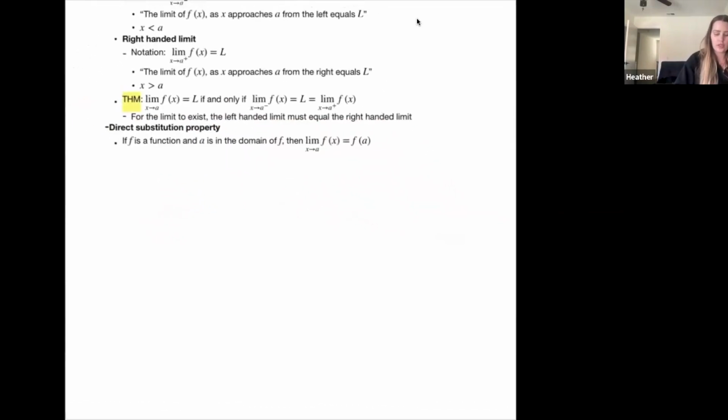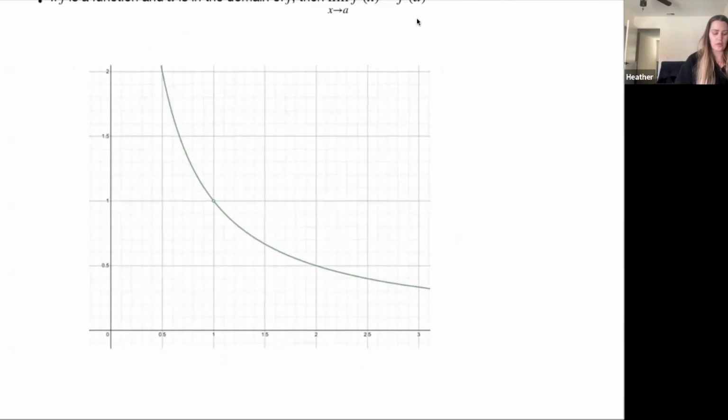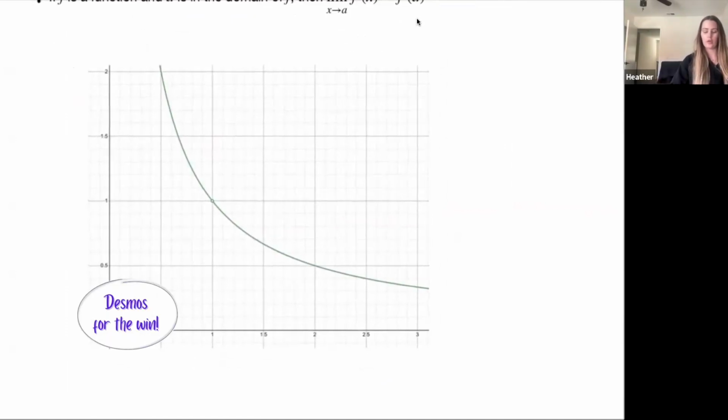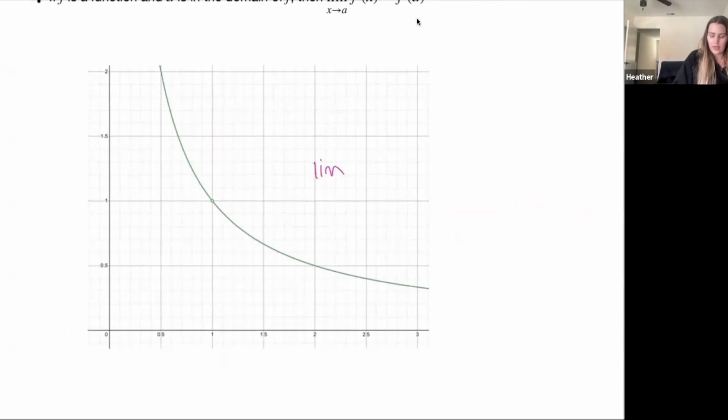So let's just quickly look at one more graph. And if it looks familiar, it's the same one that we discussed before in the Desmos, but now we're going to show it right here. So if I'm talking about the limit as x approaches 1 of f of x, we're going to name him f of x, what would that value be?